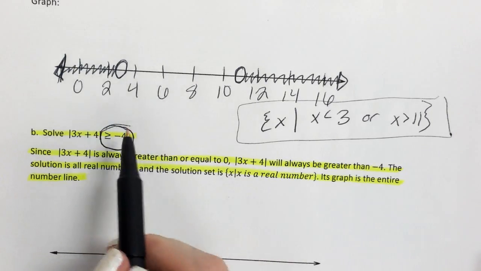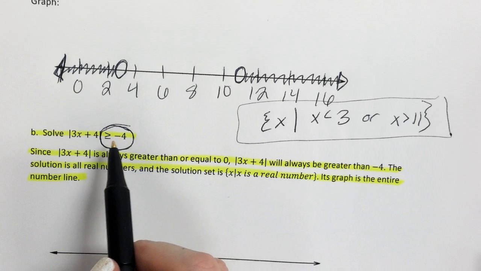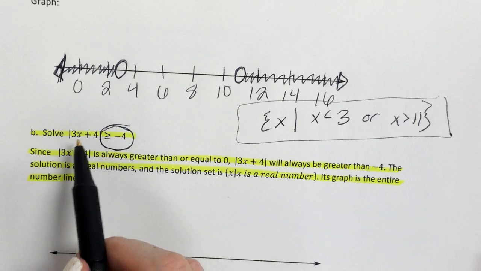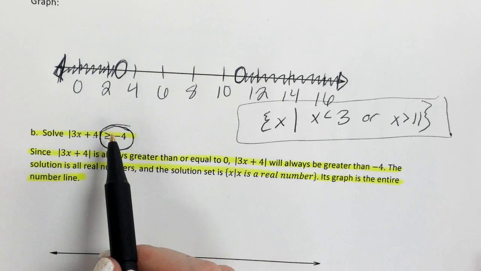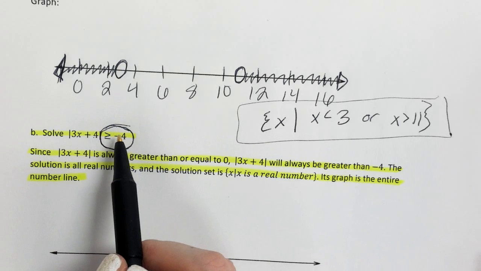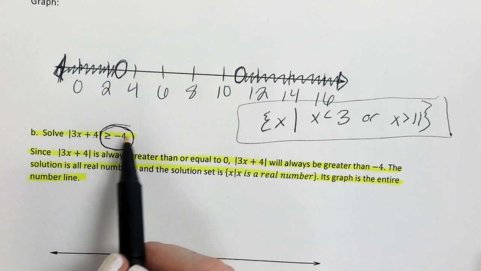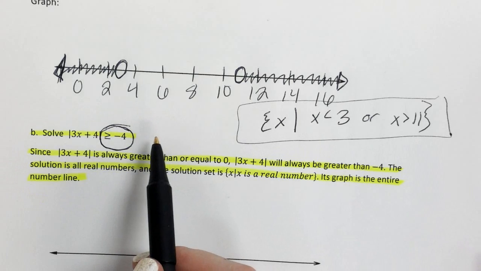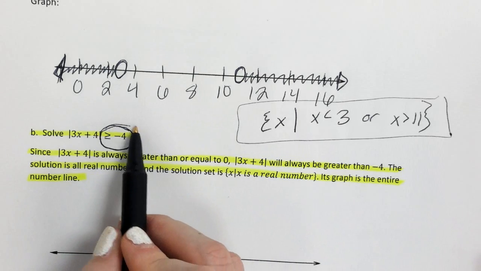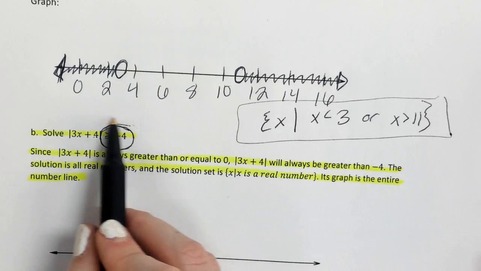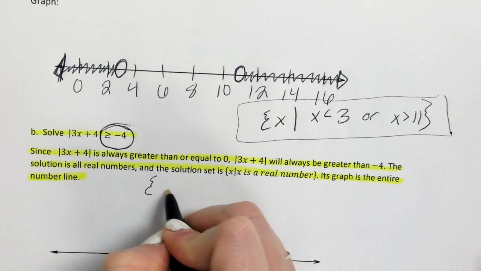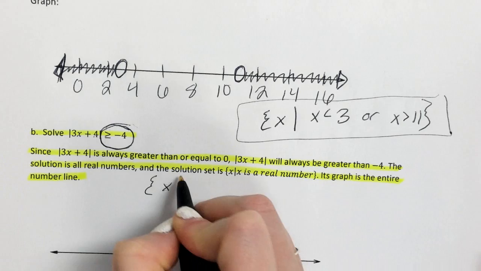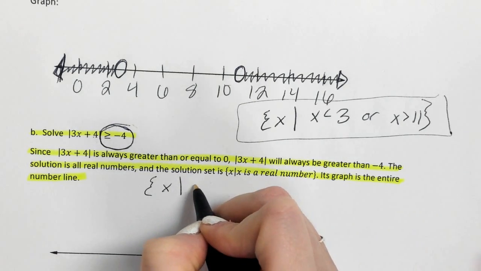Okay, so can an absolute value ever be negative? No. So no matter what x is, when I take the absolute value of it, I'm going to get a positive number. So any positive number is greater than or equal to negative 4. It's greater than a negative number. So this is what you're looking for right here. A greater than or equal to a negative number. That will make it no solution. I'm sorry, that'll make it all real numbers.